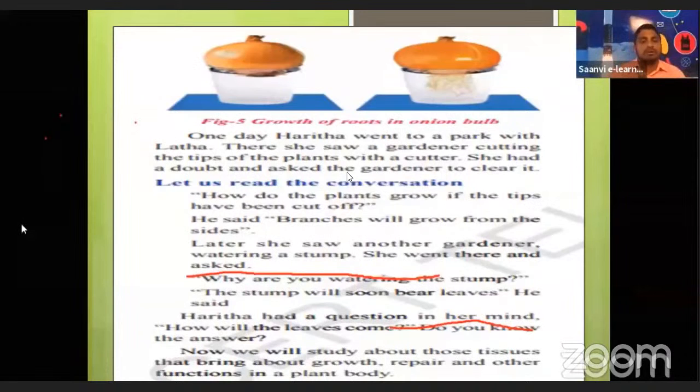Okay, so let us go for the conversation. How do the plants grow if the tips have been cut off? He is quoting now, right? The gardener was cutting the tips of the plants, so she got one doubt: how do the plants grow if the tips have been cut off? Then the gardener said branches will grow. Branches will grow from the sides.